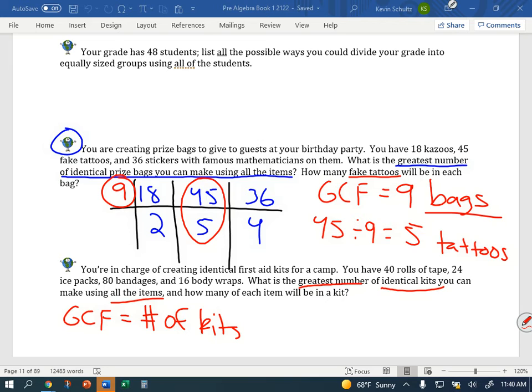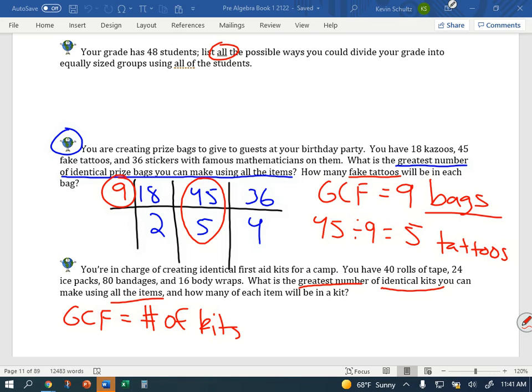We skipped over the top and we'll go back to it now. Not so much with the greatest common factor, but just factors in general. It says your grade is 48 students. List all possible ways you could divide your grade into equally sized groups using all of the students. Give me one example of how you could divide 48 students into groups. And so all students are included. Those that like the listing method, this is kind of for you. What's a factor pair of 48?